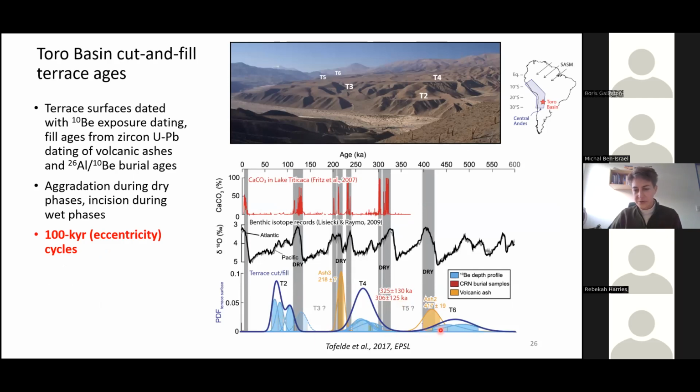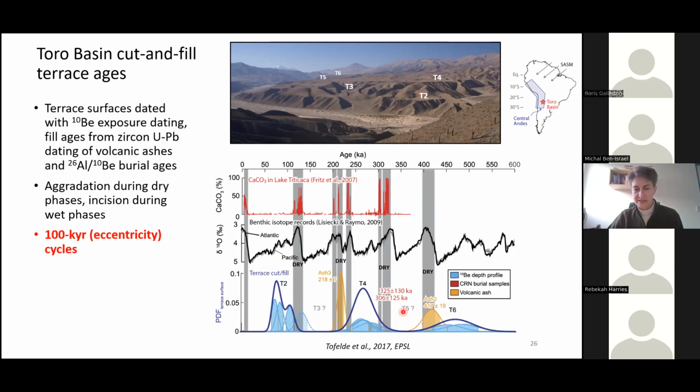So these little blue PDFs are showing her terrace ages. You can see we've dated T2, T4, and T6. So we don't have dates for T3 and T5. But if you look at the ages of those terraces, you can see they're recurring about once every 200,000 years. So if we associate an age with these other undated terraces, we're probably looking at 100,000-year cyclicity.